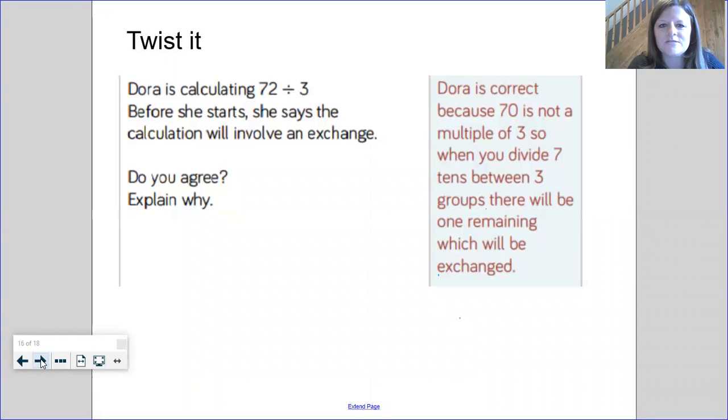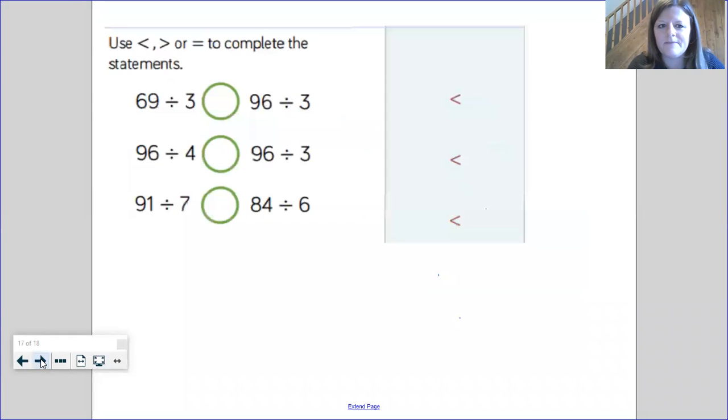There's your answer to the twist it. Dora is correct because 70 is not a multiple of 3. So when you divide 7 tens between 3 groups, there will be 1 remaining, which will be exchanged. And the statements: 69 divided by 3 is less than 96 divided by 3. 96 divided by 4 is less than 96 divided by 3. And 91 divided by 7 is less than 84 divided by 6.